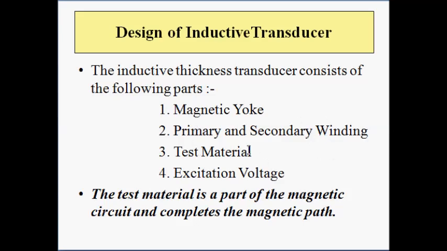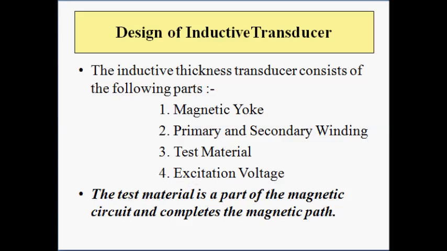The test material forms a part of the magnetic circuit when it is attached to the yoke and completes the magnetic path so that there is a current flow in the circuit. So the test material completes the circuit continuity.